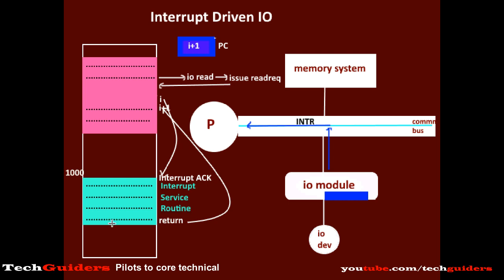Here also there is overhead due to context switching and a complex circuit. Anyway, compared to program-driven I/O, it saves a lot of CPU cycles and avoids busy waiting.